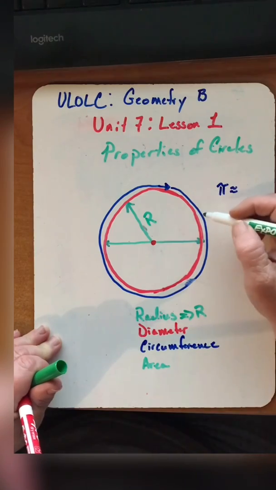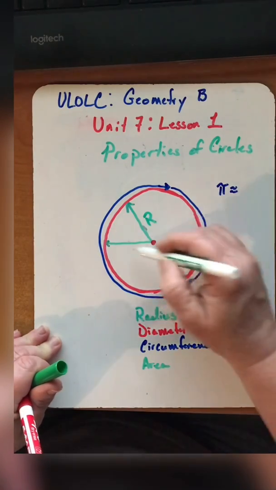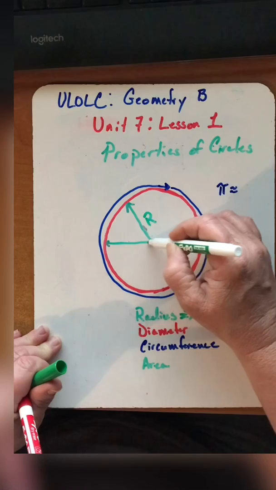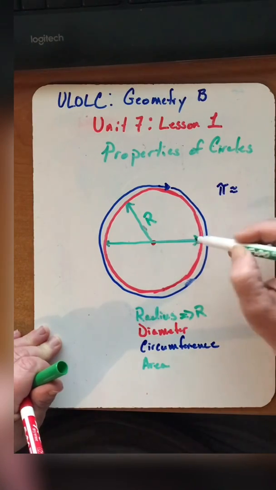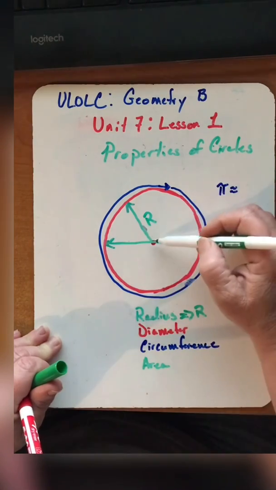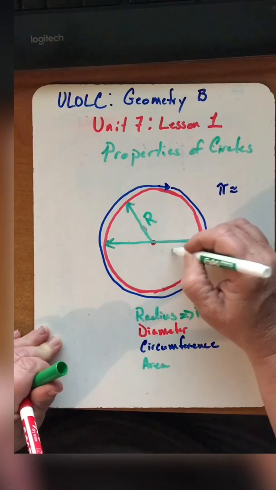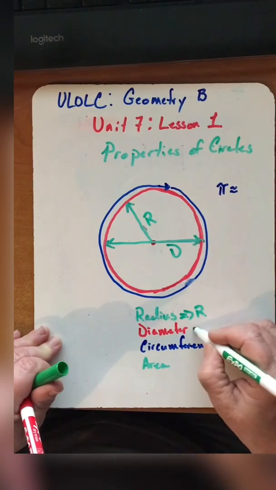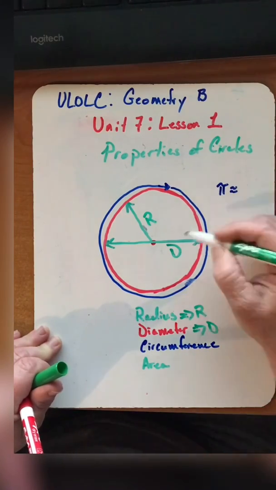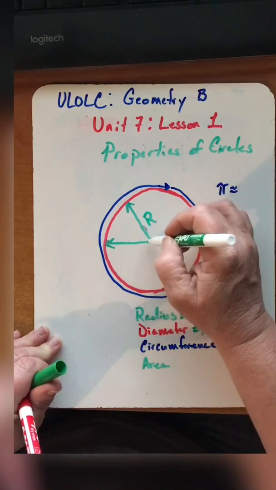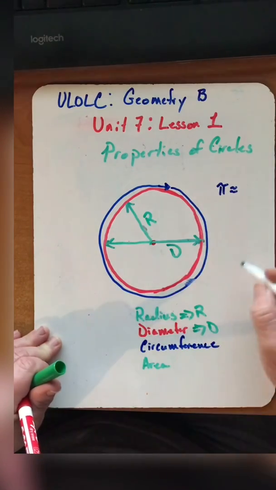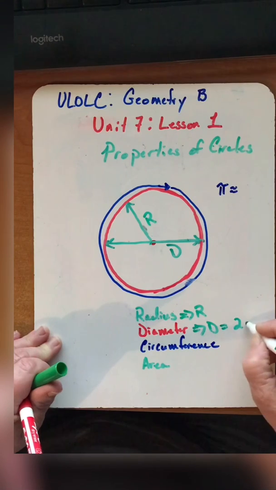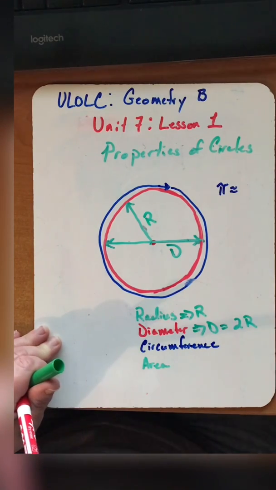Okay, so that's the radius. The diameter is all the way across. So this guy all the way across here, as long as it goes through the center, that's the diameter. Notice that the diameter has two radiuses. Here's a radius and here's a radius. So the diameter is also two radiuses.